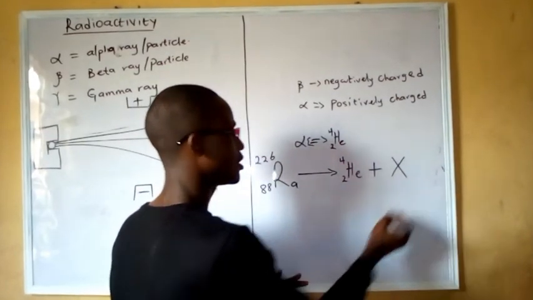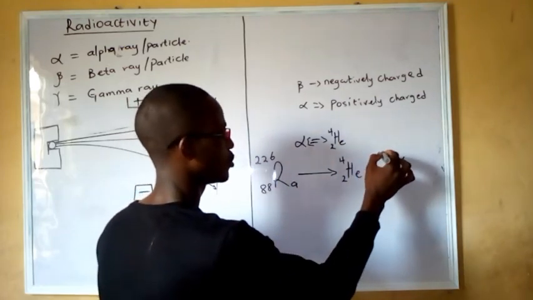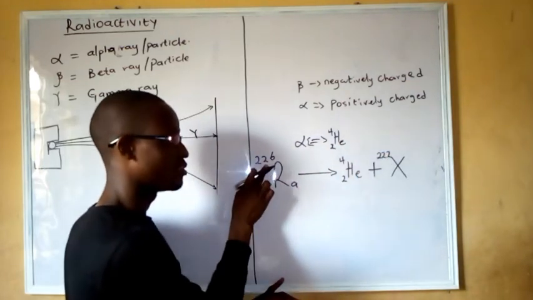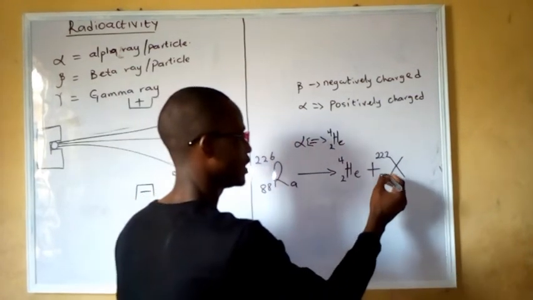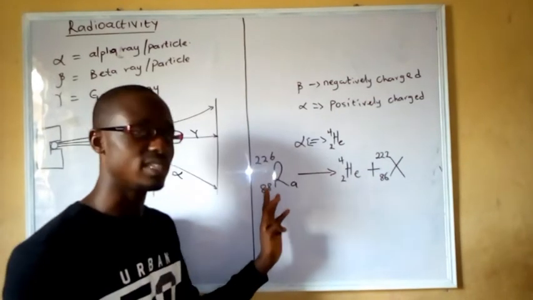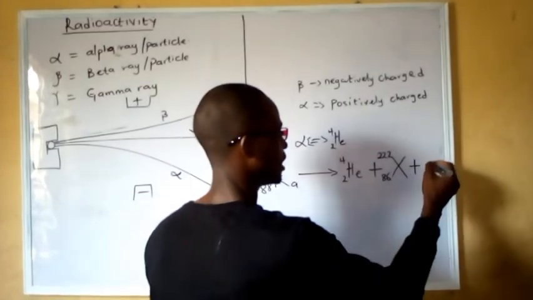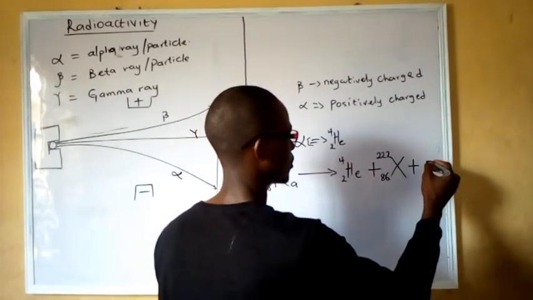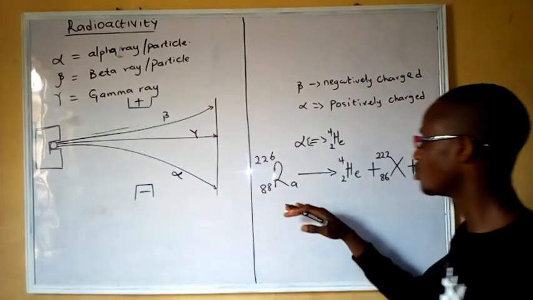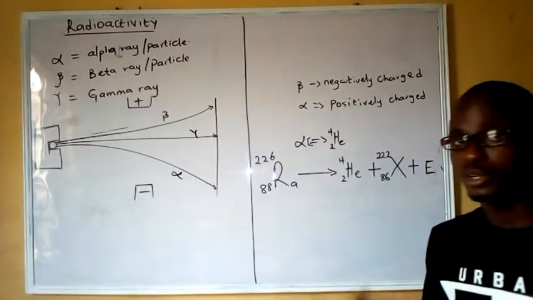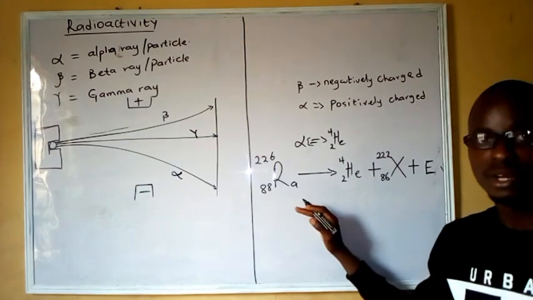So the new element that is going to be formed, element X, will have a new mass number of 222, which means there is a deduction of 4 from the mass number, and it is going to have 86 as the atomic number. That means there is a reduction of 2 from the atomic number. However, energy is released in the process. A certain amount of energy is also released in the process of radiation. So that is one of the properties of alpha particles.